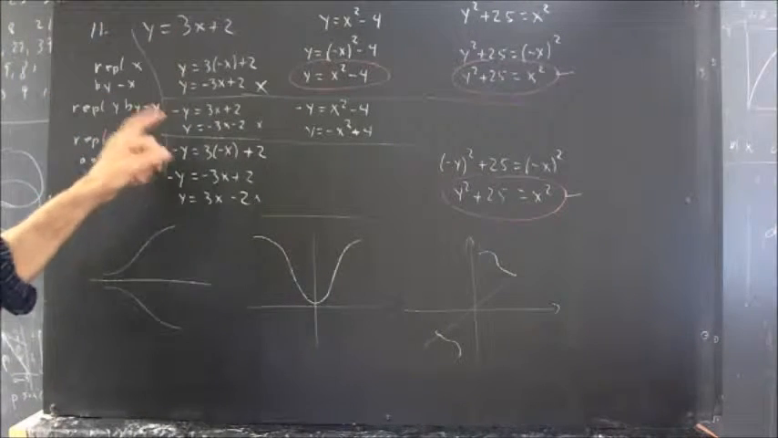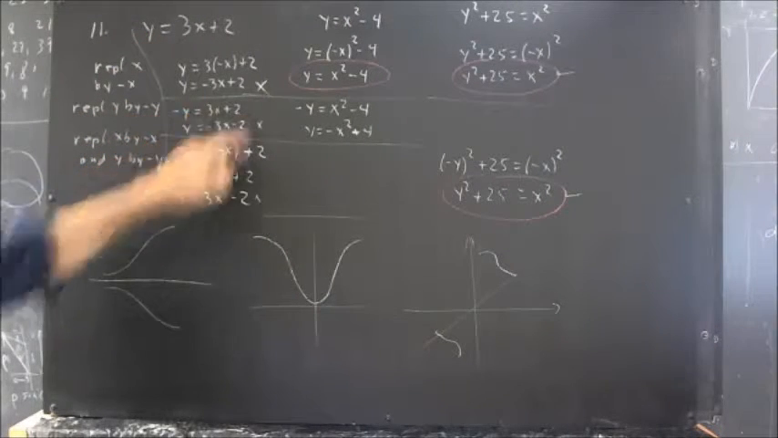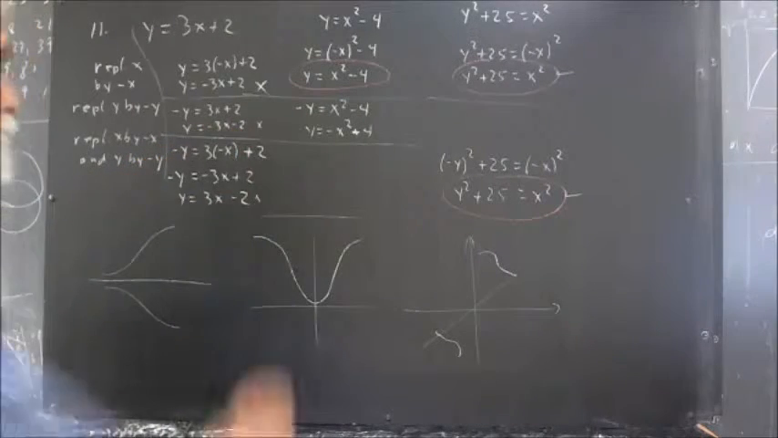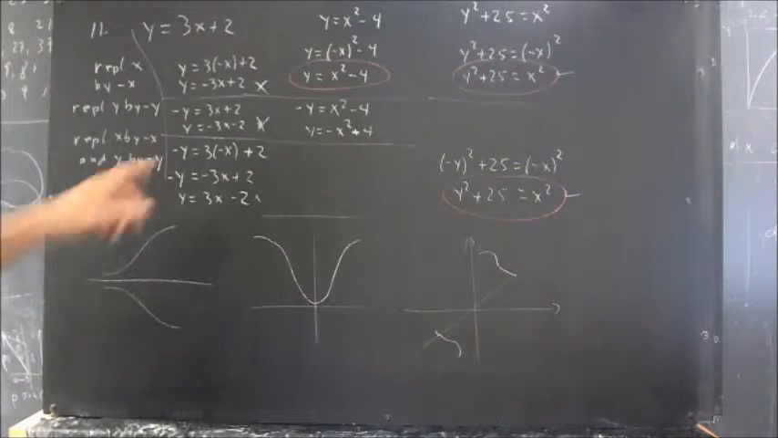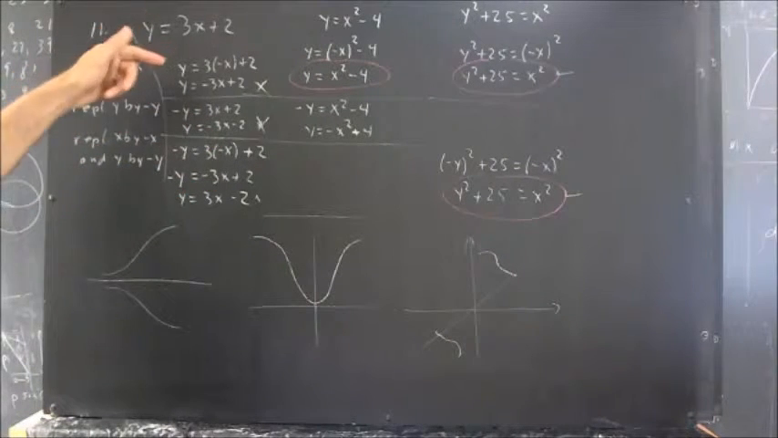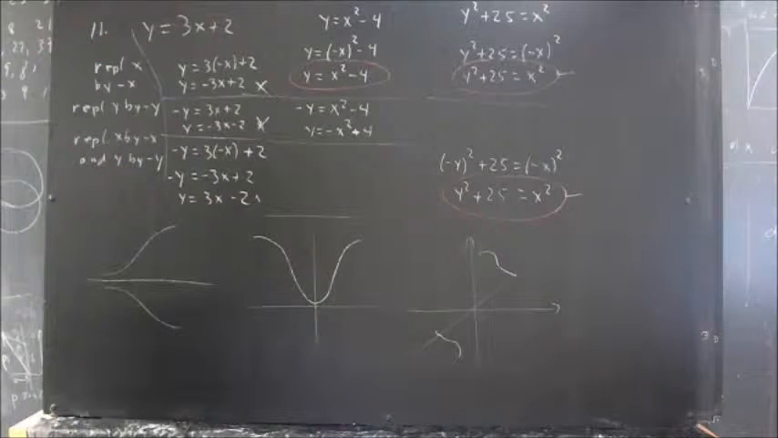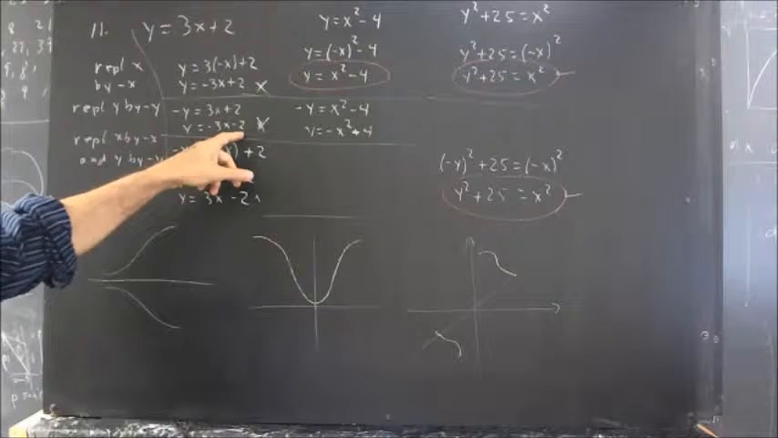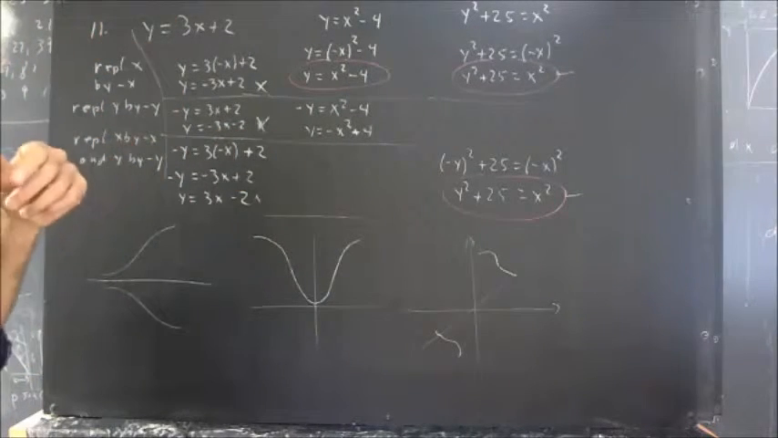Okay, if we replace y by negative y, then we get negative y equals 3x plus 2. We get y equals negative 3x minus 2. That's got a cross-out sign on it too. It isn't the same. What we're trying to do is determine whether what we get is the same as what we started with. This has opposite slope, and it has a different y-intercept. Clearly not the same graph.